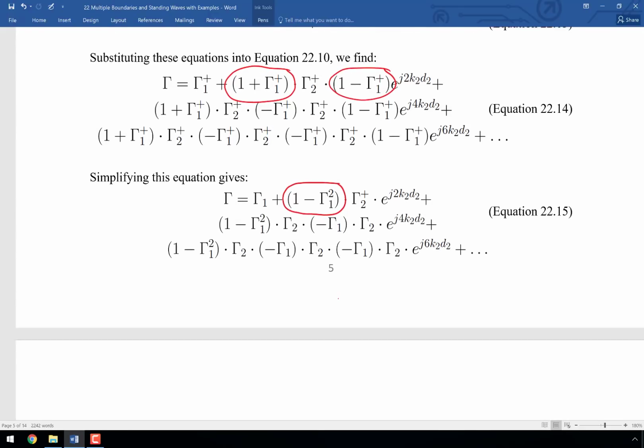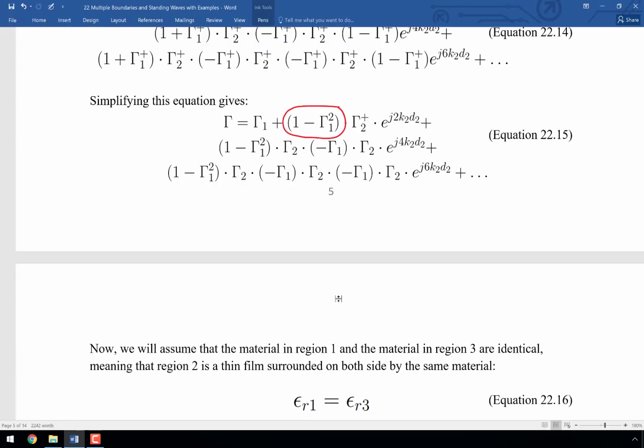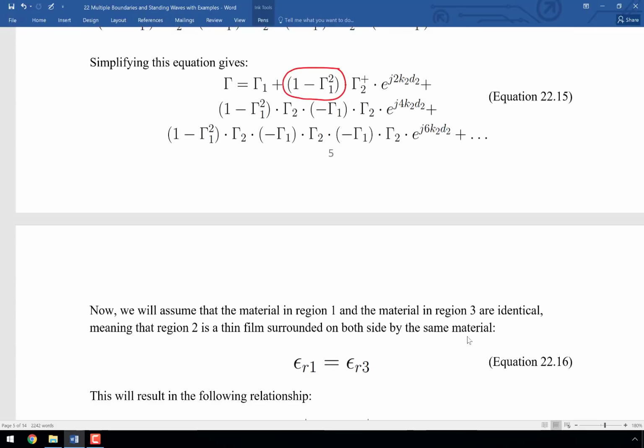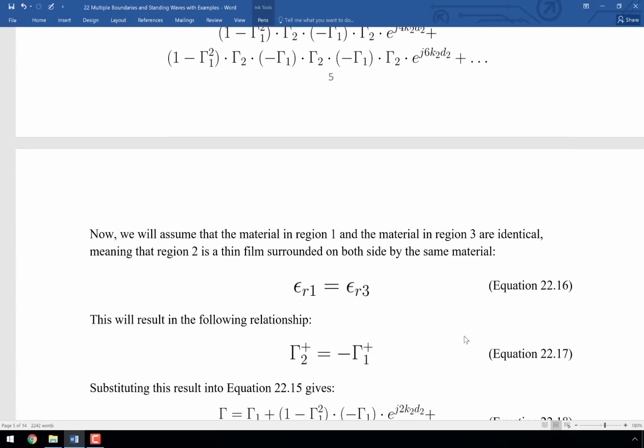Well, now I'm going to make another assumption. I'm going to assume that the material in region 1 and the material in region 3 are identical. I mentioned earlier that I was eventually going to make that assumption. So region 2 is a thin film surrounded on both sides by the same material. And so we find that epsilon R1 equals epsilon R3, and that means that gamma 2 in the positive direction is equal to negative gamma 1 in the positive direction. You can go back and look at the original definitions of gamma and see that equation 22.17 is correct.